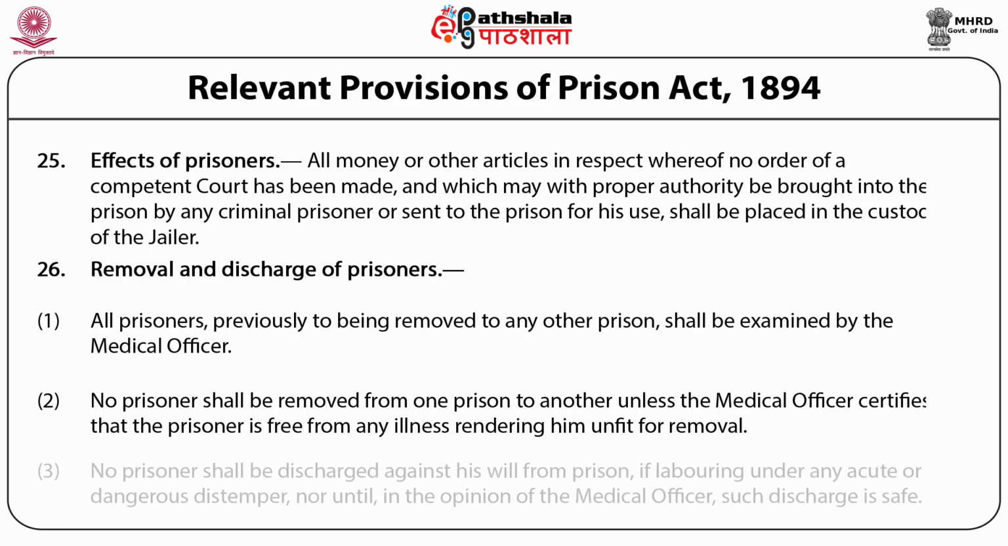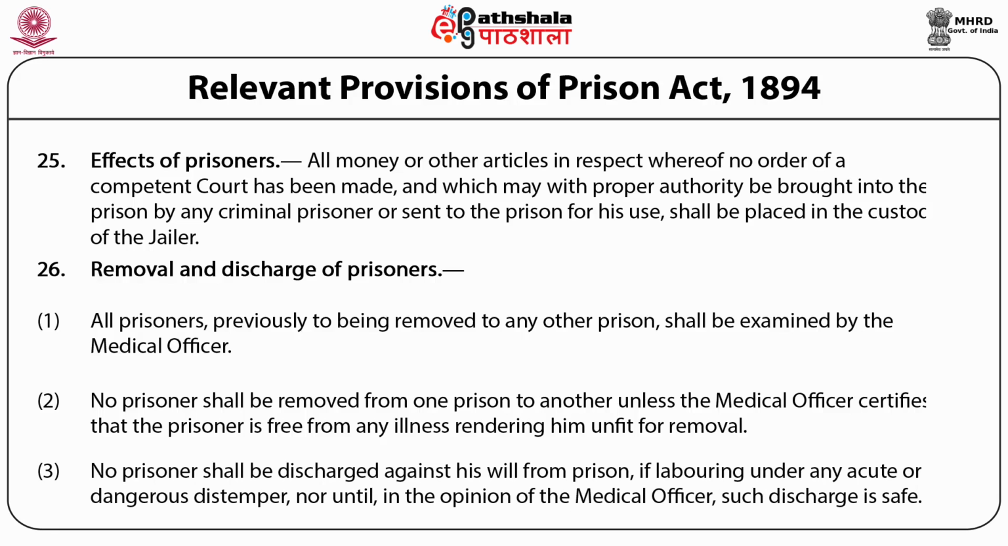It also says that no prisoner shall be discharged against his will from prison if labouring under any acute or dangerous distemper, nor until in the opinion of the medical officer such discharge is safe. So even if the prisoner completes his sentence, he may not be discharged against his will if he wants to stay because he feels that he is labouring under some acute or dangerous distemper, or in the opinion of the medical officer such discharge is not safe. Only if the discharge is safe and as certified by the medical officer can the prisoner be released.